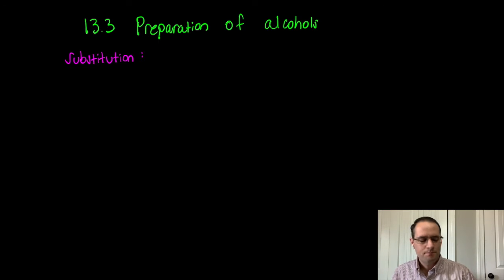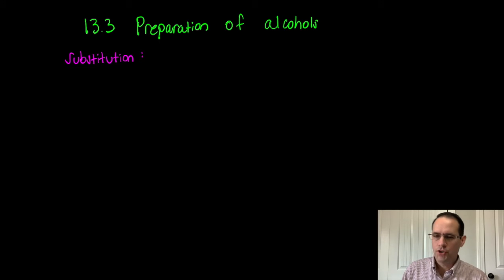Section 3 in Chapter 13 of the Klein 2nd edition textbook talks about the different ways that we can prepare alcohols. And this goes back to Chapter 7 and Chapter 8. I would make flashcards of each of these reactions and review them frequently.